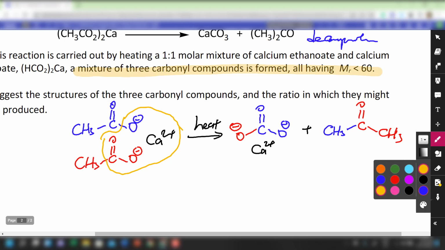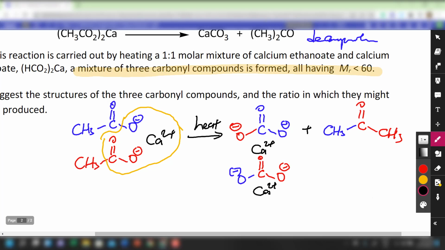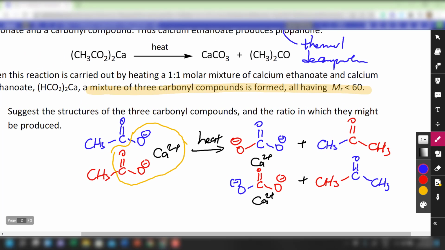Another possibility for how I can get the calcium carbonate: I'm going to draw it out. O minus, C double bond O, O minus, and then this is calcium 2 plus, and then CH3, C double bond O, CH3. So there are 2 ways we can get the calcium carbonate and propanone.